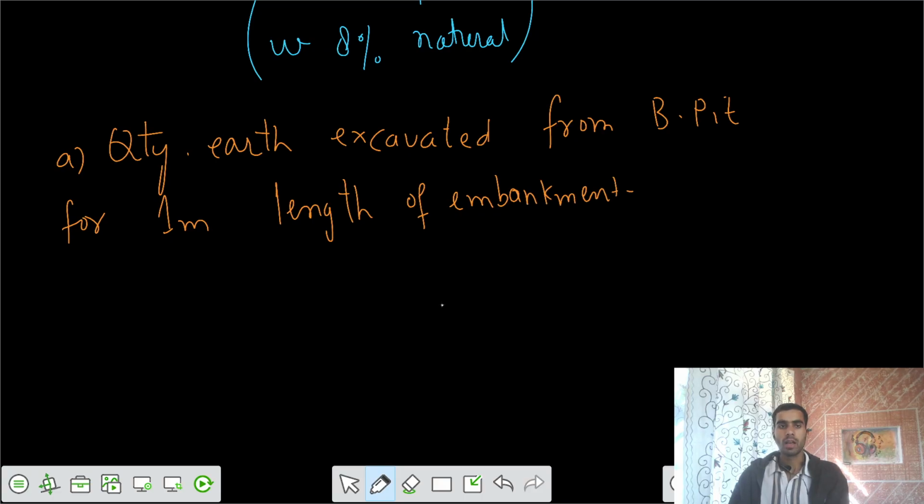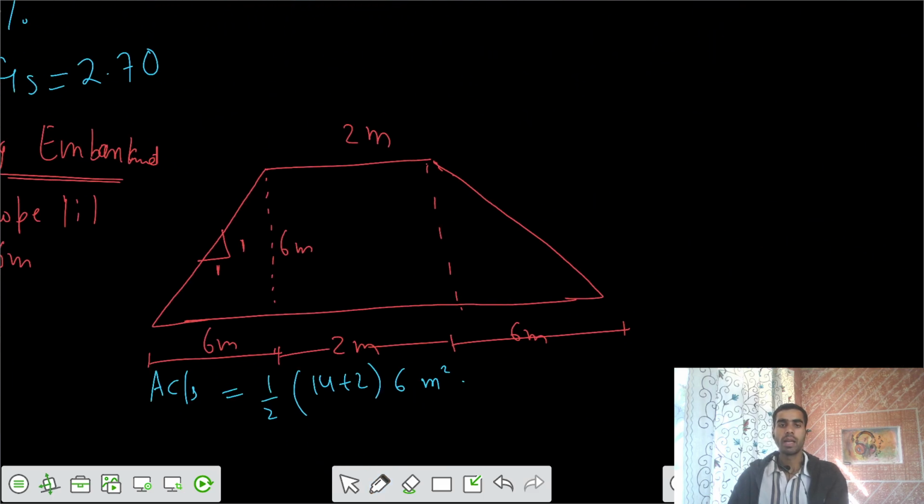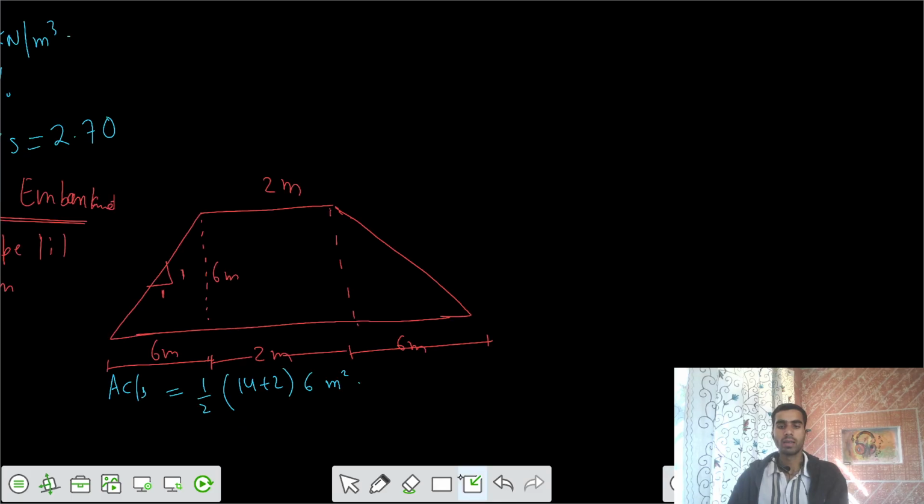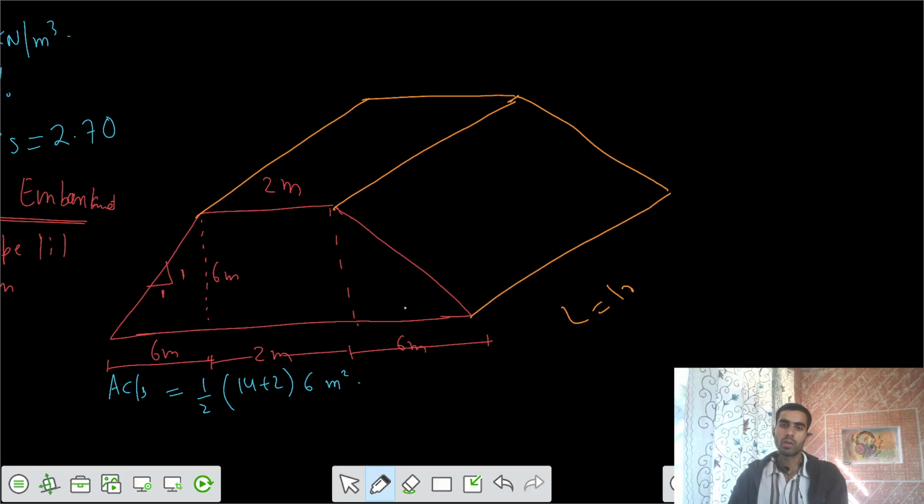So what should be the volume of borrow pit required for 1 meter length of embankment? So if we have this embankment, and I take 1 meter of that, let's say this is our 1 meter of the embankment. Length equals 1 meter.